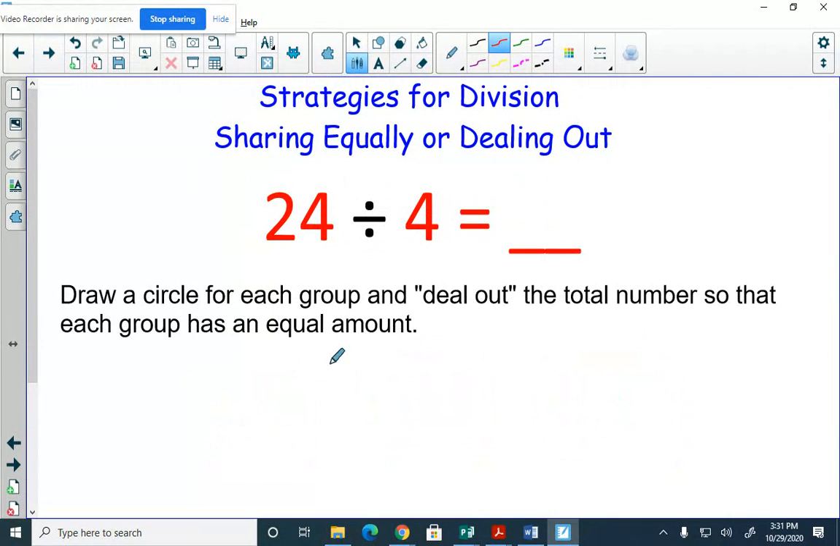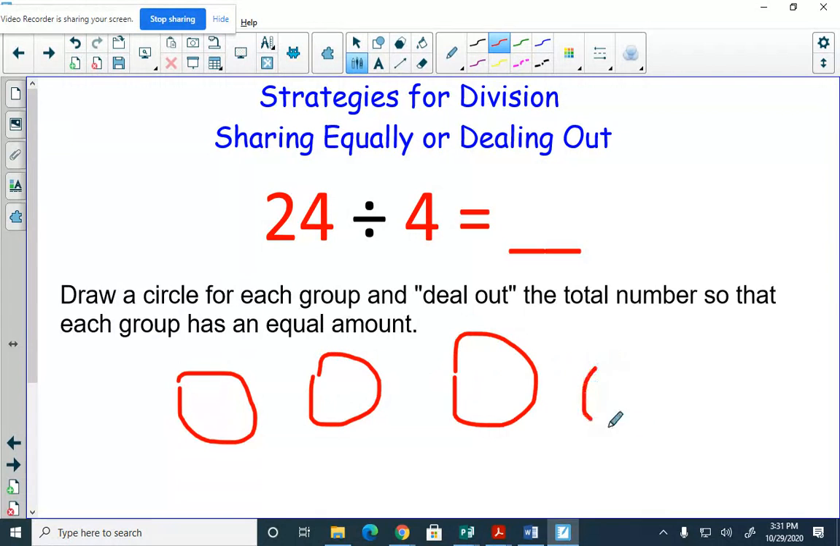Here's another one. If you'd like to pause the video and just give it a try, making your 4 groups and dealing out 24, and then check back with me and see if you got the correct amount shared out.